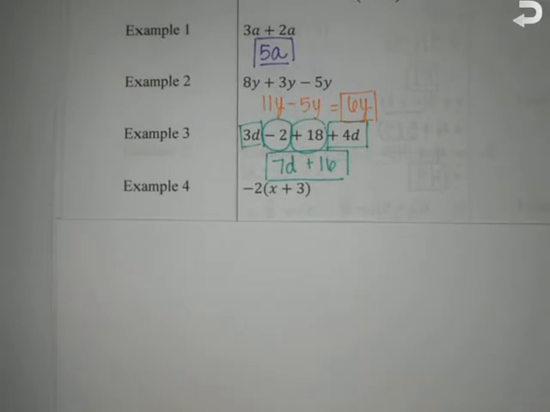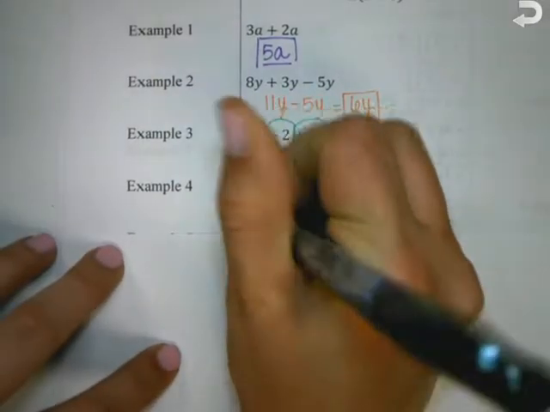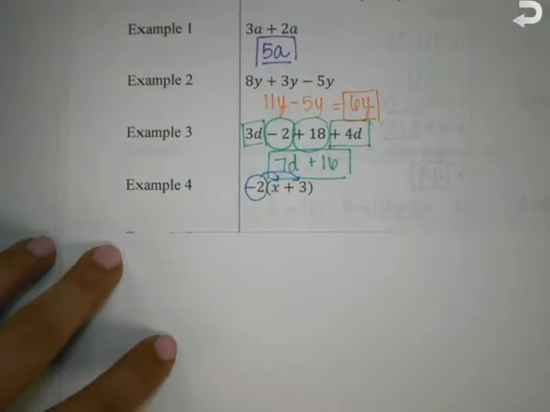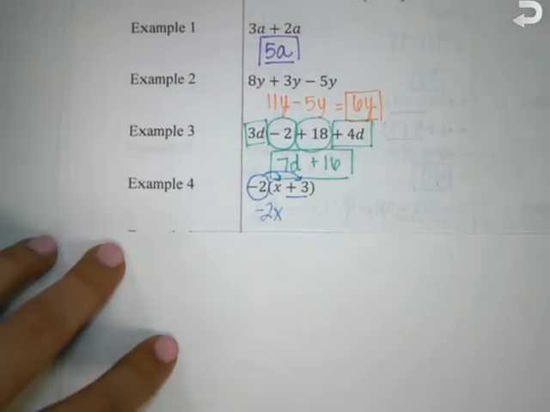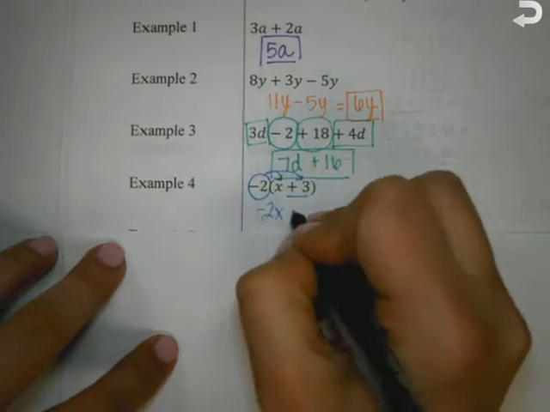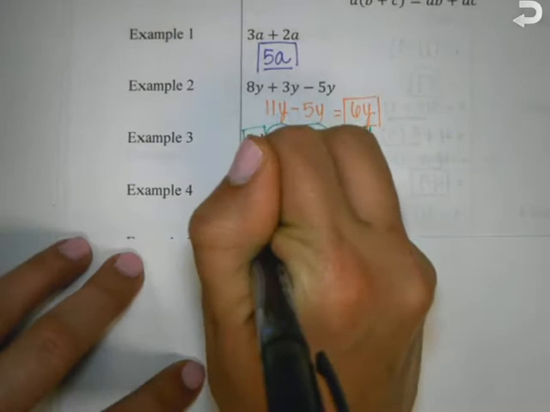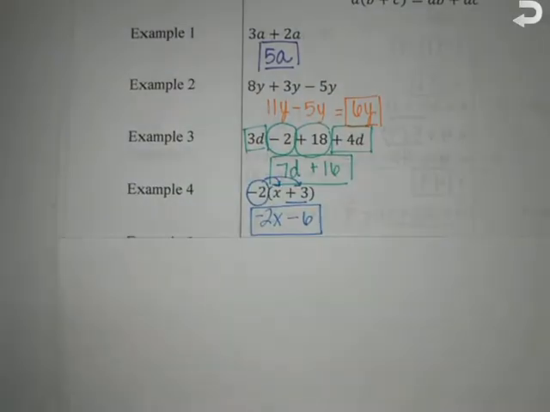Okay, example 4. What am I going to do here? Distribute. I'm going to distribute the negative 2 into the parentheses. What is negative 2 times x? Negative 2x. Good. Okay, what is negative 2 times positive 3? Negative 6. So this is minus 6. Negative 2x minus 6. I cannot combine these because they are not like terms, so I just leave it the way it is.